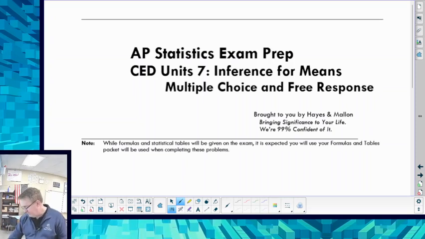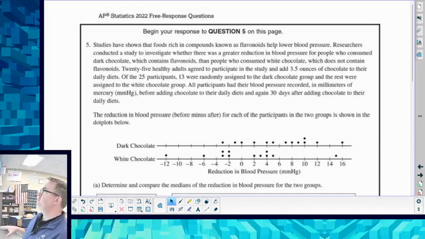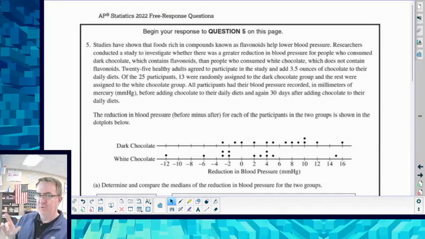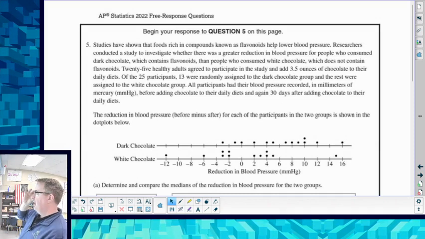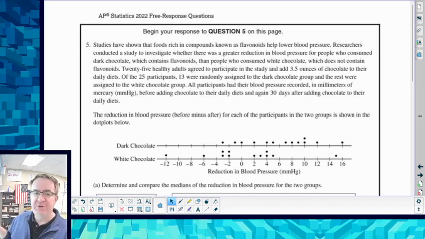So let's jump into this one. This question is from 2022. It's question number 5, which tends to be one that mixes a couple of topics. So this one is from 2022, question 5.